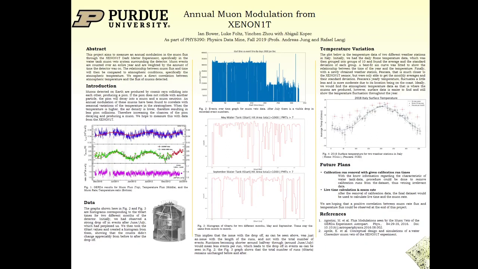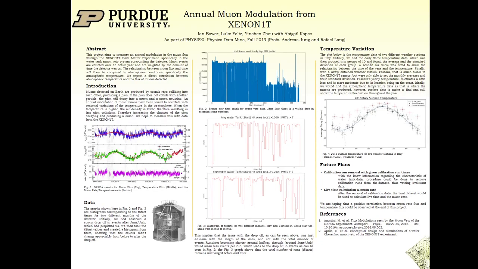The data used in this experiment are muon events detected by 84 8-inch photomultiplier tubes in the XENON water tank. The graphs shown here in Figure 2 and Figure 3 are histograms corresponding to the T-star, which is the start time of an event, for two different months recorded by the detector.